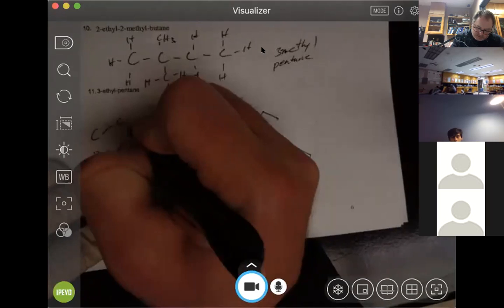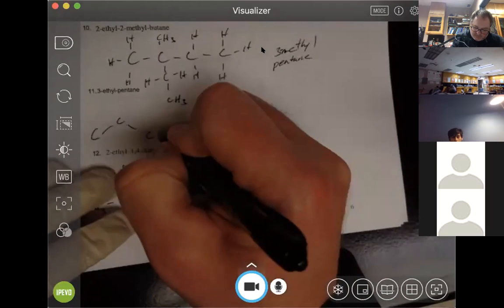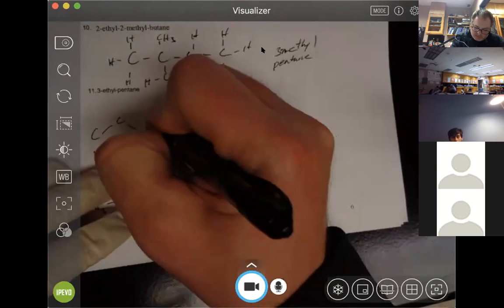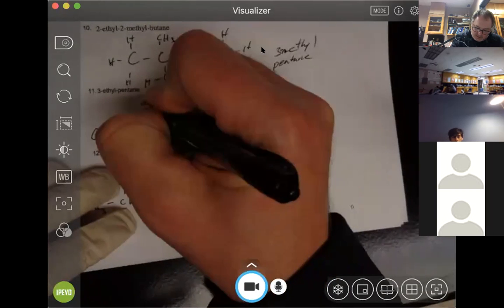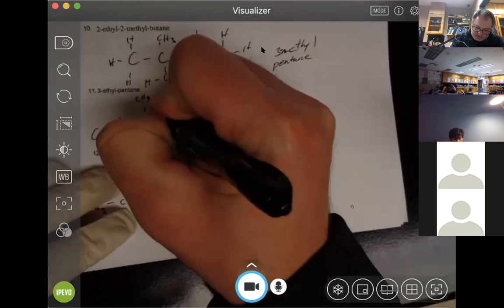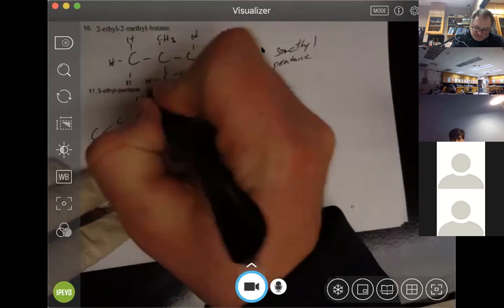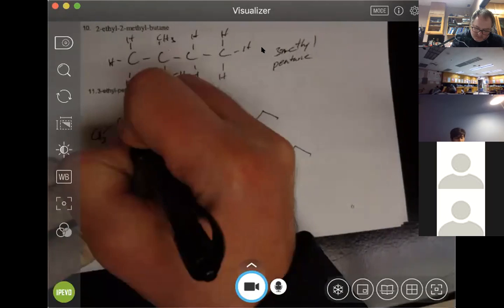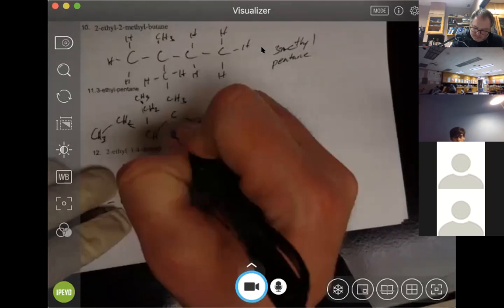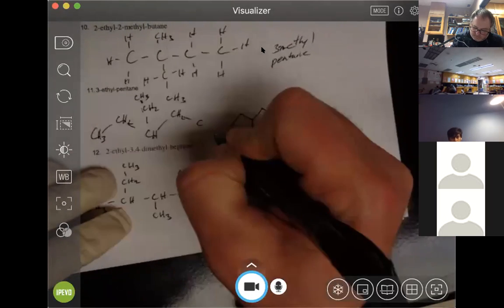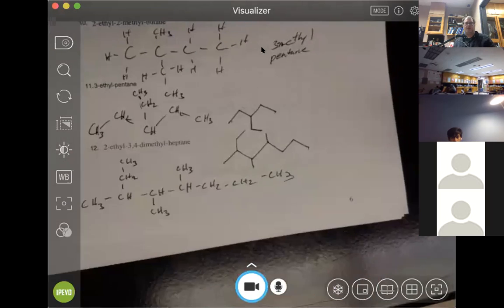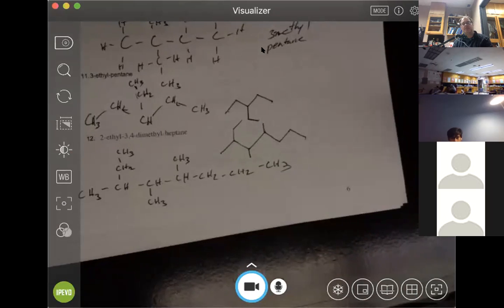If we were to draw this out, 1, 2, 3, 4, 5. CH3, CH2. This is not good. You should make sure that that branch goes to the C, but I ran out of room a little bit. It's like a bird carrying a fish or something, right?